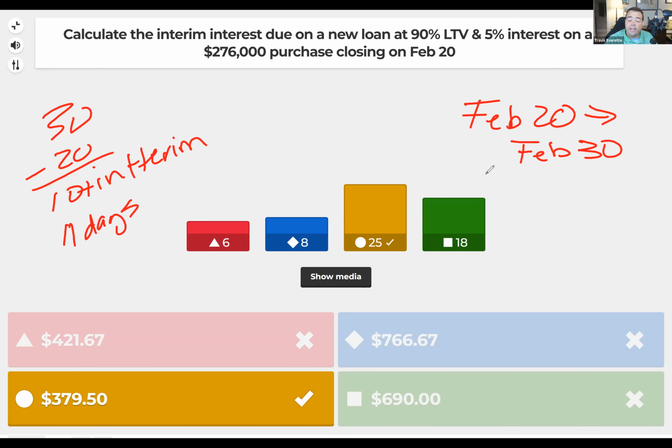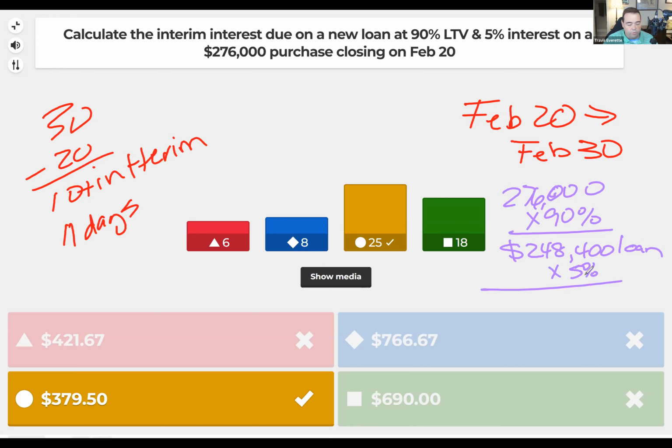Now, is it 11 days of interest on $276,000? No, it's on 248,400. That's right, because we didn't borrow 276, we borrowed 90% of it. So some of you that said you know what to do with it, maybe that's where you went off, right? So 276 times 90%, 248,400 for our loan amount. And that's what we're going to pay interest on at 5%.